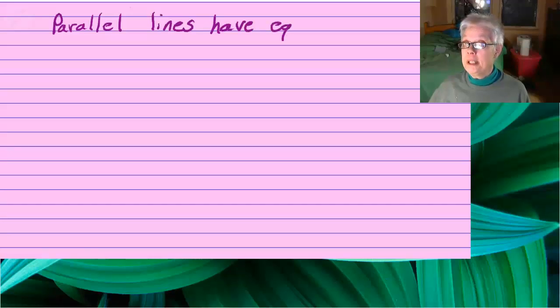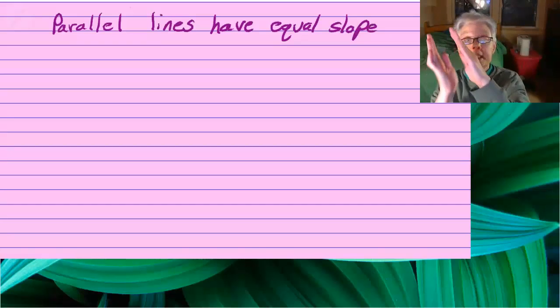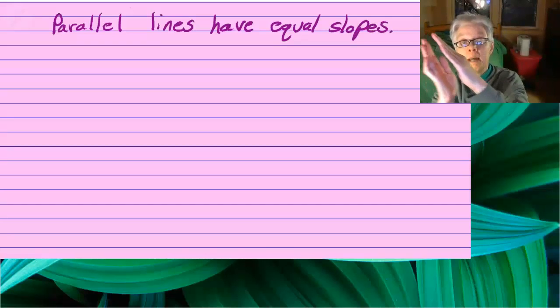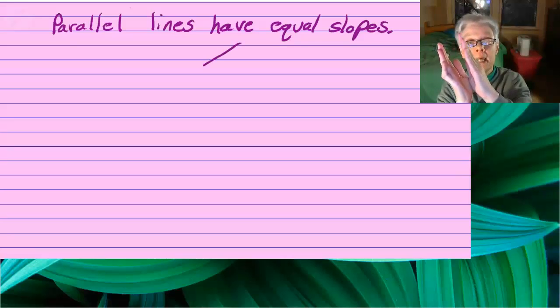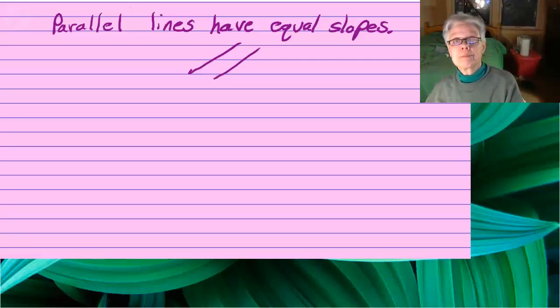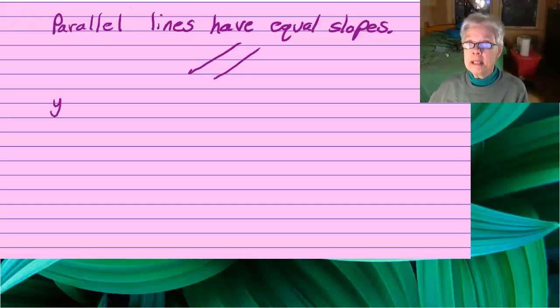Very important here that parallel lines have equal slopes because they have the same tilt. They travel side by side. So it makes sense that they have the same slope.